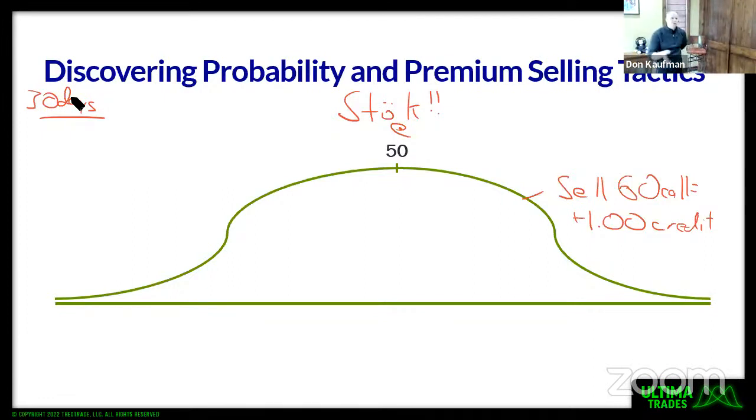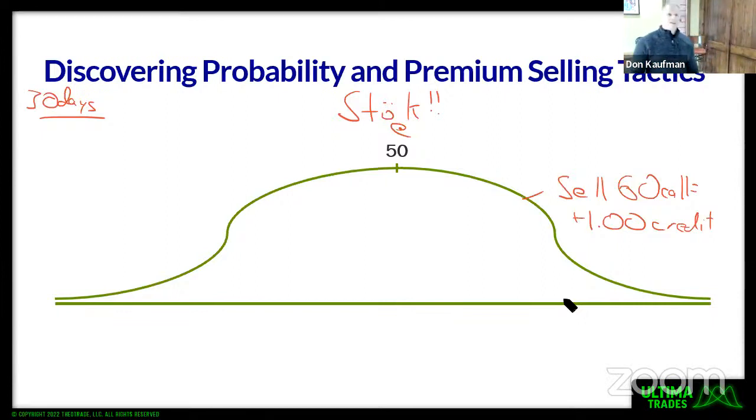Where's the stock currently trading? 50. So how far does the stock have to go up? Well, it's got to go from 50 to 60 just to even get close to me. But getting to 60 is not going to do anything. I have the right to buy the stock at 60. Who wants the right to buy the stock at 60 when the stock is trading already at 60? That's not going to do you any good, because if you're buying a 60 call, you don't want the stock at 60. You want the stock at 65. You want the stock at 70. You want to get crazy. You want to see the underlying be like the next Tesla, right? That's the only reason you'd be buying a 60 call.